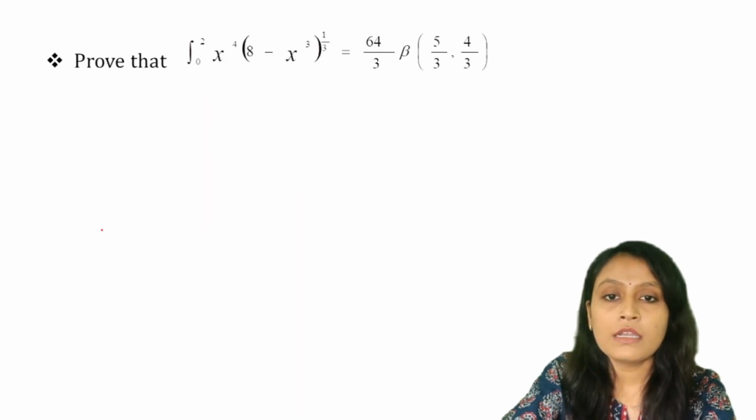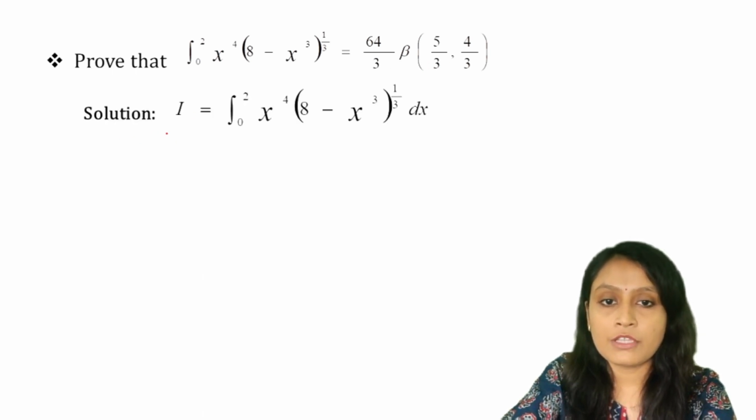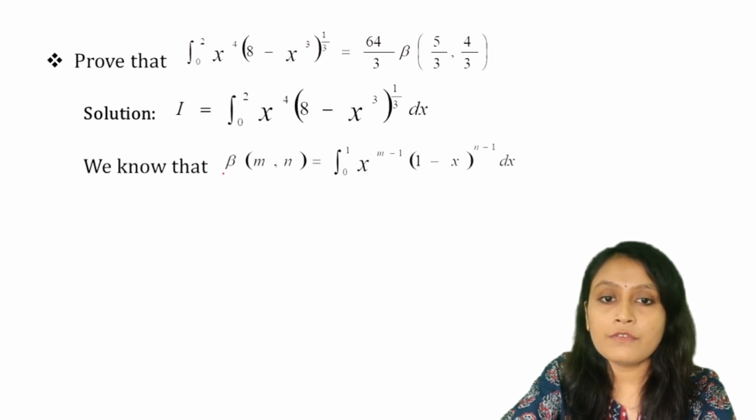Now let's solve one more example. Prove that the integration from 0 to 2 of x^4 into (8 - x³)^(1/3) is equal to 64/3 β(5/3, 4/3). So let's begin with the solution. Here the integration is given, that is 0 to 2 x^4 into (8 - x³)^(1/3) dx. Now what we will do?